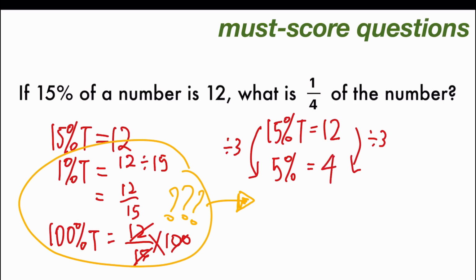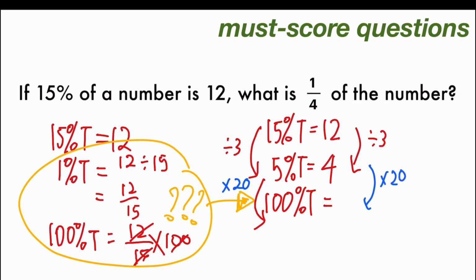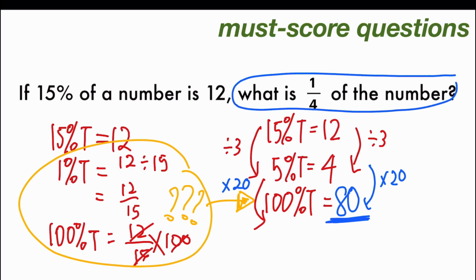Now 5%, I need to find 100% of the number. So 100% of that number, what do I have to multiply? I have to multiply by 20. Again, the numbers are pretty easy to multiply because 4 times 20, you get 80. Now I've gotten my answer, and I can go straight to the question. What is 1/4 of the number? So 1/4 of the number that I found, which is 80.